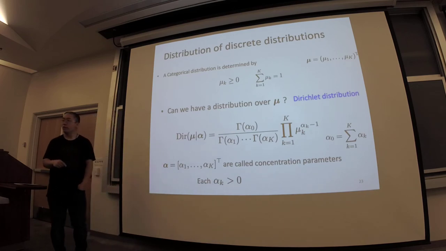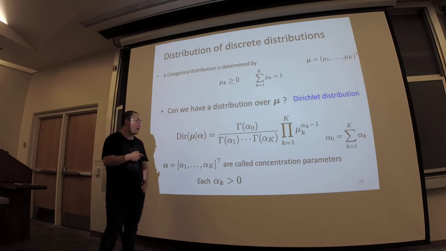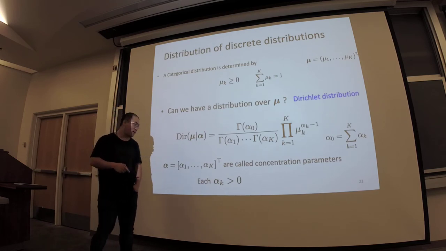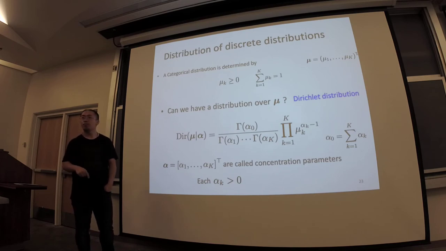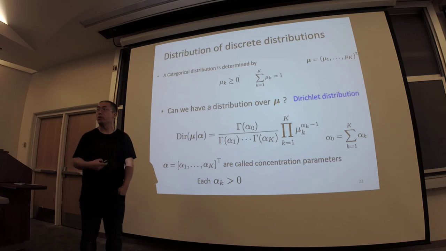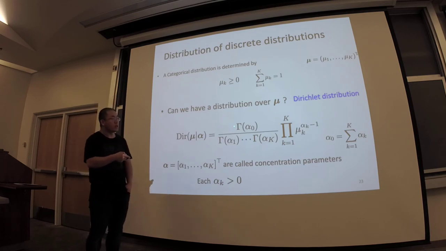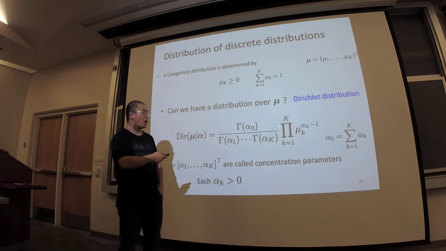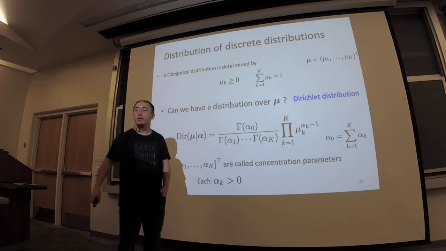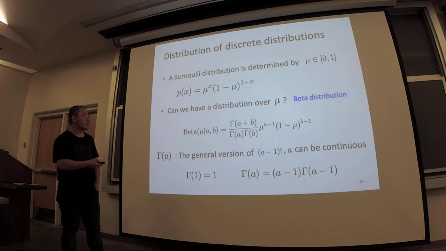So here is the form of the Dirichlet distribution. Again, the Dirichlet distribution is governed by another k-dimensional vector called alpha. Alpha is also called the concentration parameter, and each element of alpha must be positive. Here's the general form: the coefficient is now the gamma function of alpha 0, where alpha 0 is the summation of all the alpha values in the alpha vector, divided by the product of the gamma function over each alpha element. Then multiply by the product over k of mu k to the power of alpha k minus 1. It is easy to see that this is essentially a generalized version of the beta distribution. If you reduce the number of categories to 2, you reduce to the beta distribution.